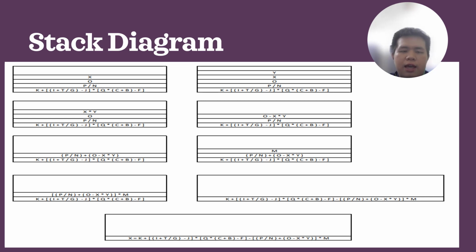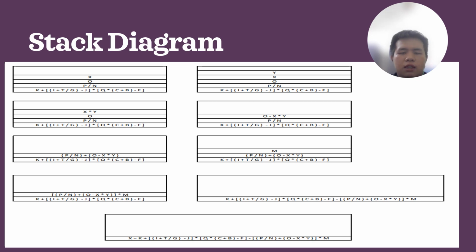P divide N add O subtract X multiply Y multiply M, and then K add I add T divided by G subtract J multiply Q multiply C add B subtract F subtract P divide N add O subtract X multiply Y multiply M.